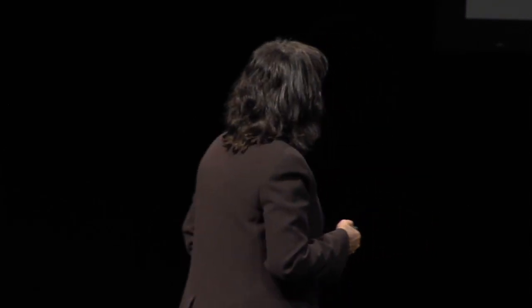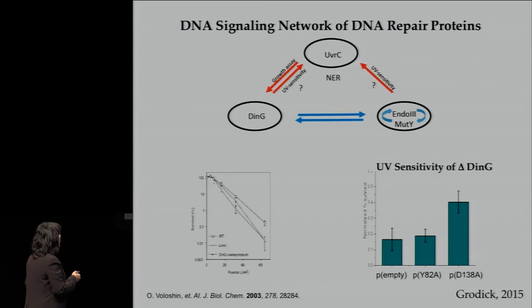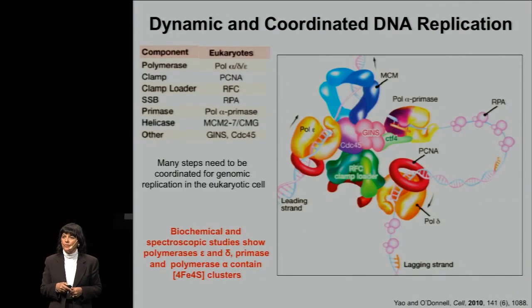We are now looking at more and more and more of these proteins, and it appears, here's yet another one, UvrC, involved in finding lesions associated with UV damage. Again, what we see is that proteins like UvrC, DinG, Endo III, MutY, are all talking to each other. They're all helping each other by electron transfer among the iron-sulfur clusters.